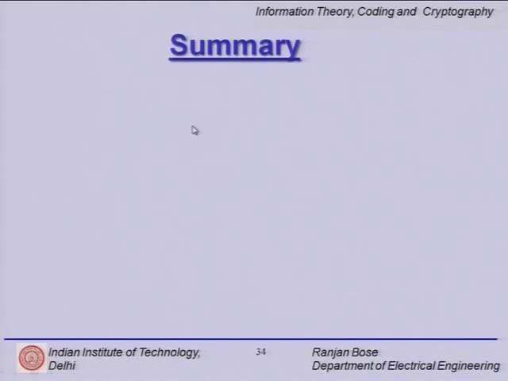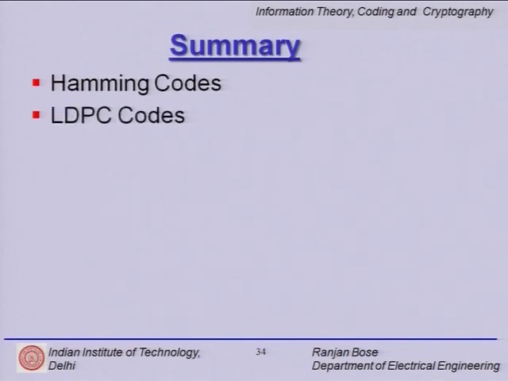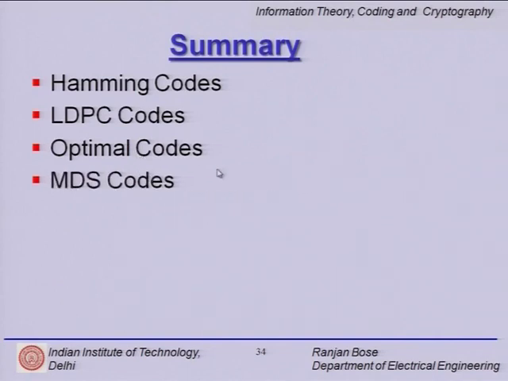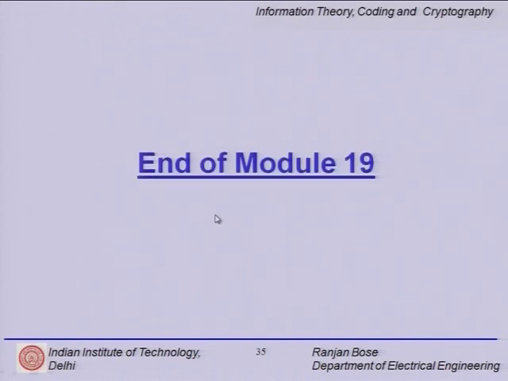So, we come to the end of this lecture. Let us summarize what we have learnt today. We have covered Hamming codes, and then we looked at the interesting class of codes called low density parity check codes. We then defined what optimal codes and MDS codes are. We also looked at some examples. With that, we come to the end of this lecture.